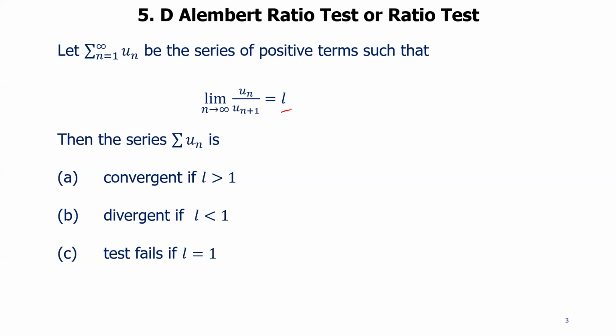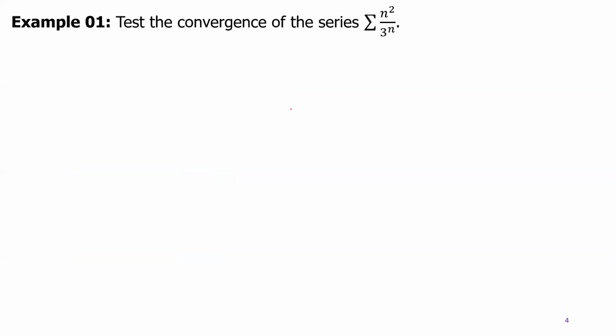Let us take one example to illustrate this D'Alembert ratio test. Test the convergence of the series sum of n square upon 3 to the power n. Let us try to solve this question. The given series is sum of un, which is equal to n square upon 3 to the power n.